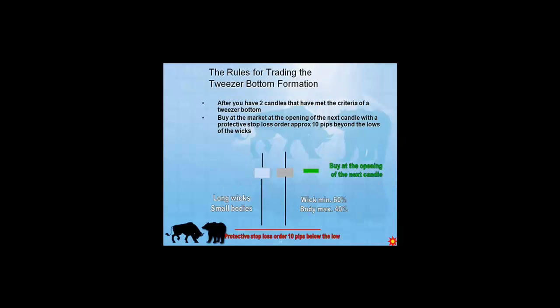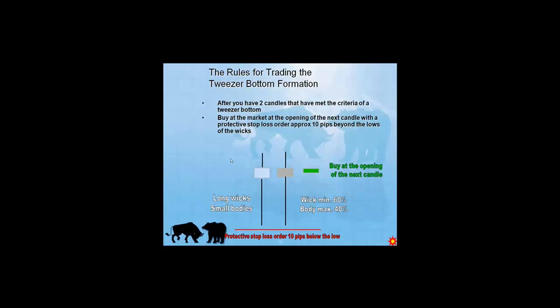The rules for the tweezer bottom apply. We buy at the opening of the next candle, and we place our stop loss 10 pips below the bottom. Always 10 pips below, 15 pips above. And we've got to make sure that the prior candles were in a downtrend. This is giving us the U-turn signal that the market has hit the bottom and it's going to the top.